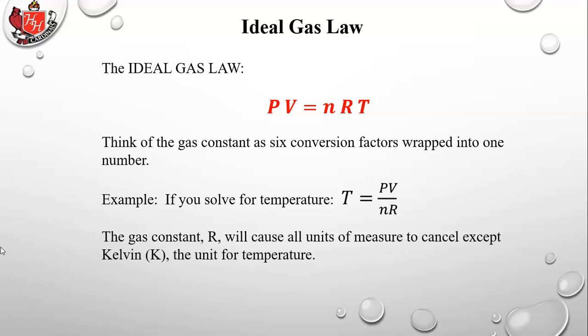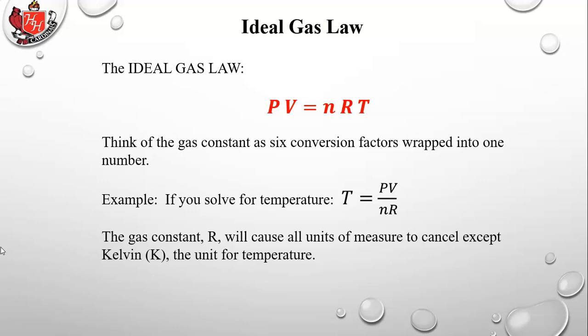So PV equals nRT. Think of the gas constant as 6 conversion factors wrapped into one number. Why 6? Well, it's going to convert between pressure and volume, between pressure and number of moles, and between pressure and temperature, so that's 3. Then between volume and number of moles, and volume and temperature, that's 2 more, that's up to 5. And then between number of moles and temperature, that's a 6th. So it's 6 conversion factors all wrapped into one number.